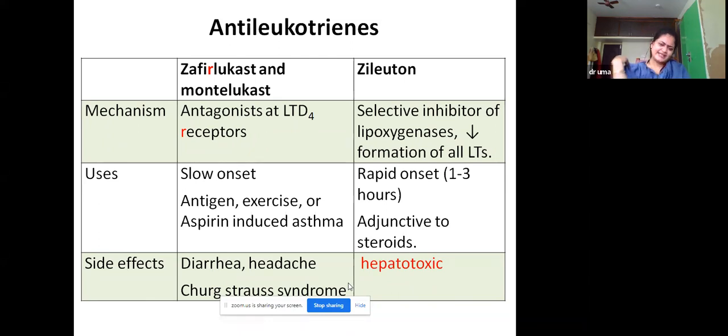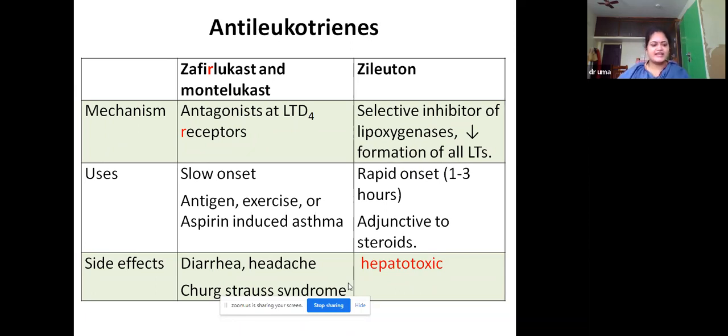Zileuton is an inhibitor of lipoxygenase, so it decreases the formation of all leukotrienes. Also, the difference is that zafirlukast and montelukast have a slow onset of action, while zileuton has a rapid onset of action. They are used in exercise-induced asthma and aspirin drug-induced asthma. Zileuton is used as an adjunct to steroids.